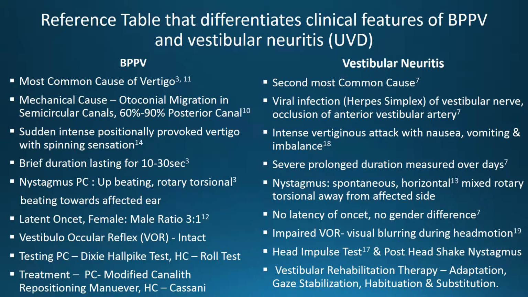The best tests to confirm an impaired VOR are the head impulse test and the post-head shake nystagmus test. To treat vestibular neuritis, you perform vestibular rehabilitation therapy, which includes adaptation-based exercises, gaze stabilization, habituation, and substitution exercises.